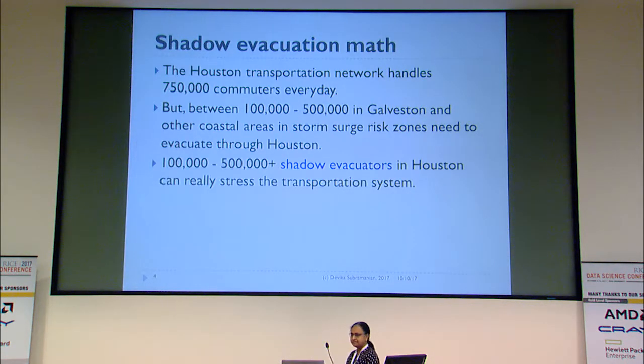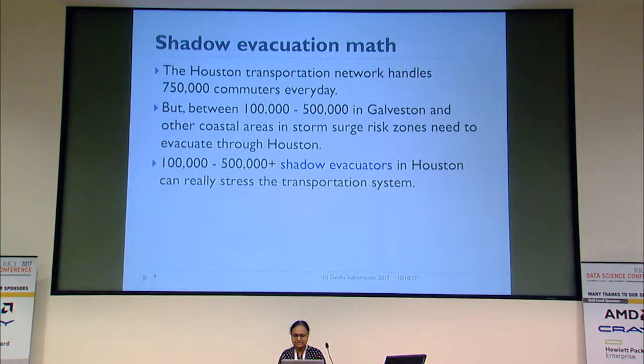Here's a little bit of shadow evacuation math. The Houston transportation network can handle about 750,000 commuters every day. But when you add up to 500,000 people in the coastal areas who need to evacuate through Houston, you've basically stressed our transportation system significantly.